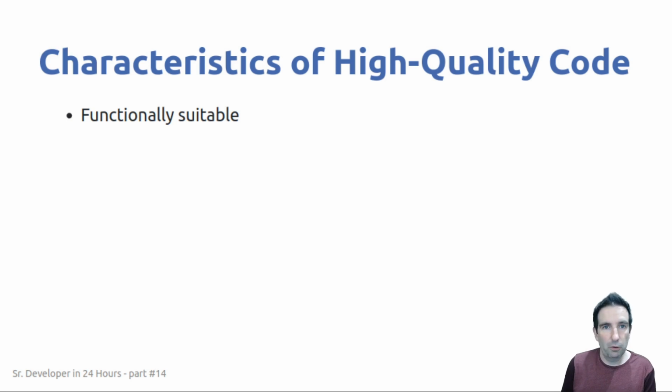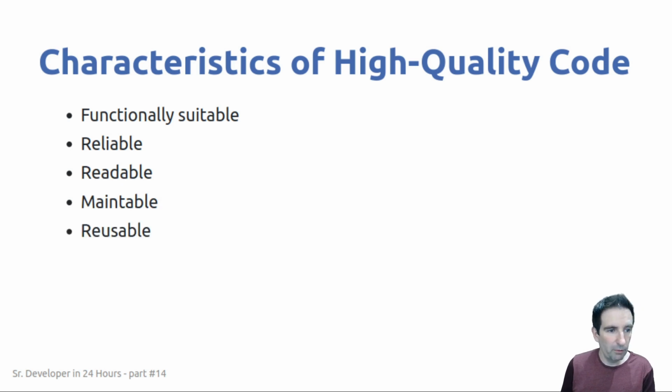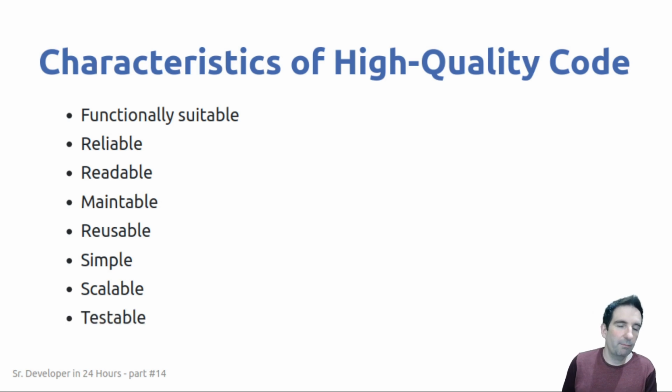So with that said, what are the qualities of high quality code? Obviously, it has to be functionally suitable. It has to be reliable, it has to be readable, maintainable, reusable, it has to be simple, it has to be scalable, and of course, as we've talked in previous sessions, it has to be testable. So with that said, let's go into the different categories of what makes a piece of code high quality.